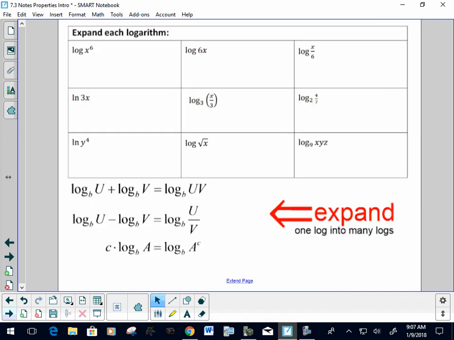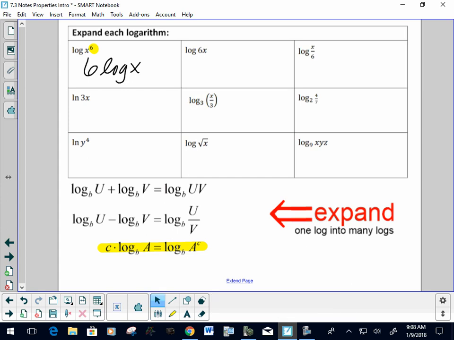Let's do some expansion all mixed together. So as you're looking at each one, you need to decide which rule to use. So this first one has a power, so we're going to use the power rule. We would say that this is the same as 6 times the log of x. And again, on this first row, I used all x's and 6's so that you would have to really think about which rule you're using.